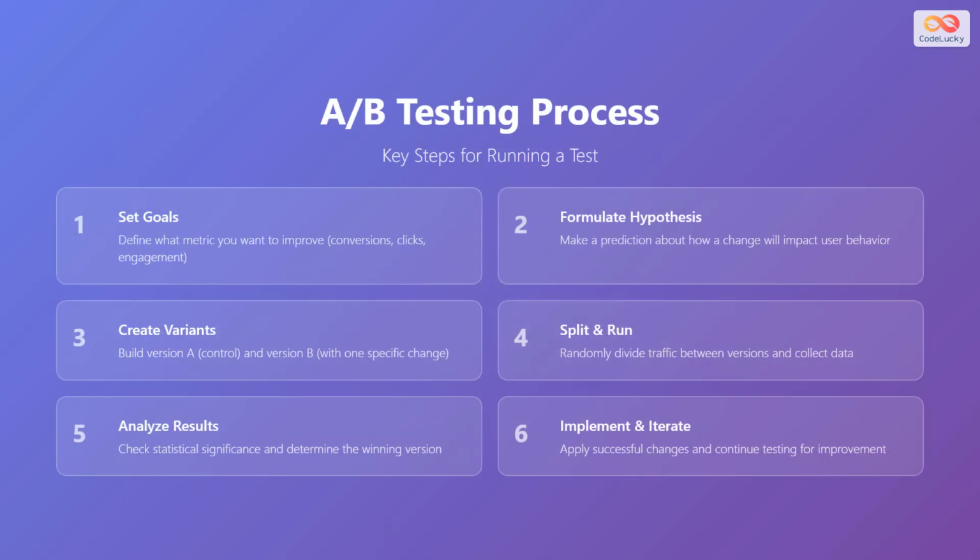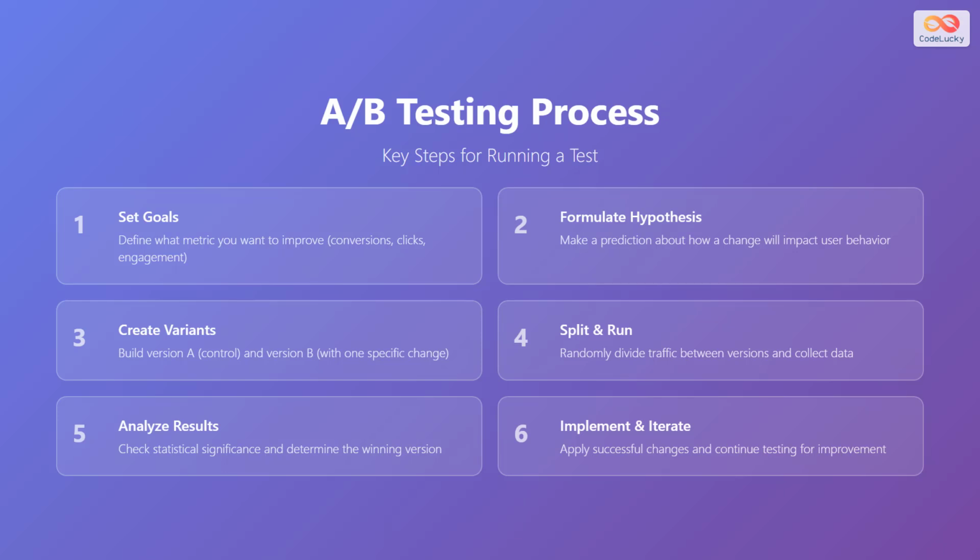Running a successful A/B test involves 6 key steps. First, set clear goals by identifying what metric you want to improve. This could be conversions, clicks, engagement, or any other important indicator. Second, formulate a hypothesis or prediction about how a specific change will impact user behavior. Third, create your variants by building version A as your control and version B with one specific change.